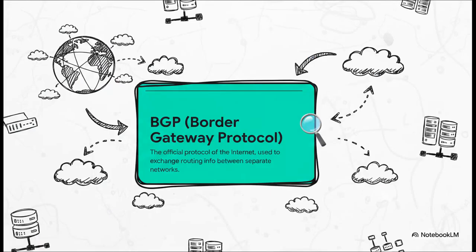And that protocol is BGP, the Border Gateway Protocol. And I'm not exaggerating when I say this is the protocol that runs the internet. It's the language that all the big service providers and massive networks use to tell each other what parts of the internet they can reach.